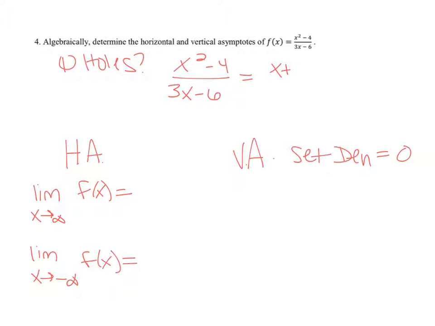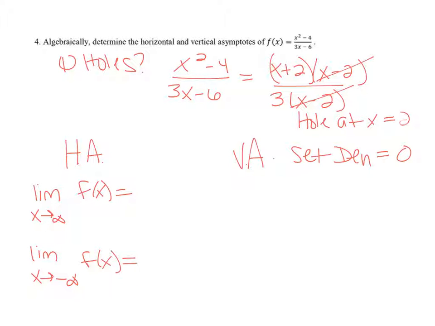So I'm going to factor the top with dots and factor the bottom with a GCF. What you realize here is that these cancel, telling me that there is a hole at x equals 2 in the graph.